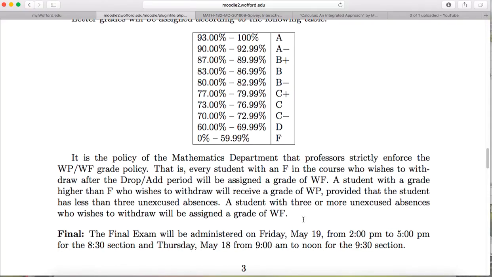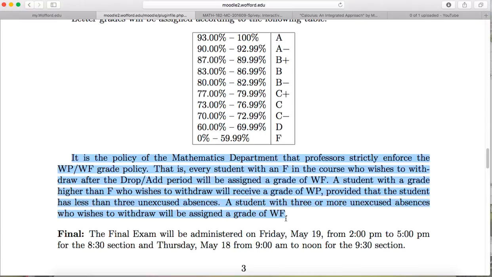Okay, this is very, very important. I'm just going to read it. It is the policy of the mathematics department that professors strictly enforce the WP/WF grade policy. Okay, that is, every student with an F in the course who wishes to withdraw after the drop-add period will be assigned a grade of WF.